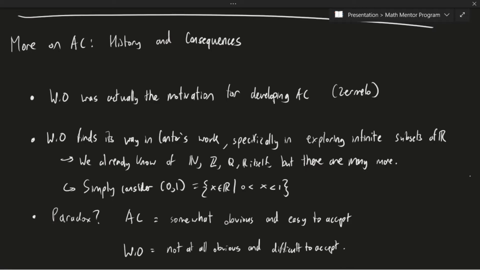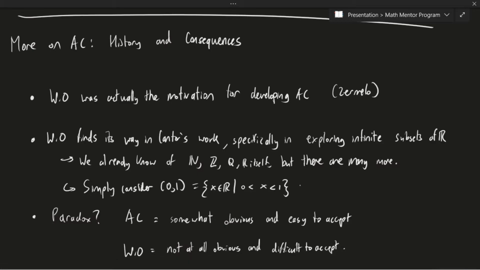He wanted to show WO because WO is very important in Cantor's work, especially when exploring infinite subsets of R. Already we know of a couple of infinite sets: N, Z, Q, and R itself. Those are all subsets of R. But there are also many more subsets of R. For example, we can think of all the open intervals. Here I wrote down (0, 1), which is the set of all numbers between 0 and 1. As you can see, there are many, many infinite subsets of R. This one right here is infinite, and of course there are infinitely many open subsets.